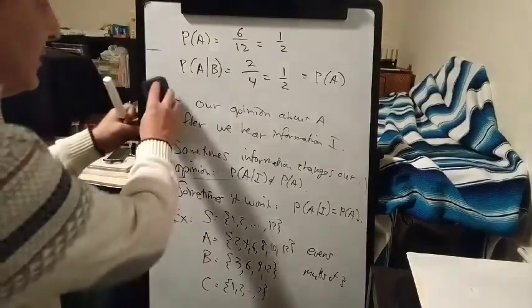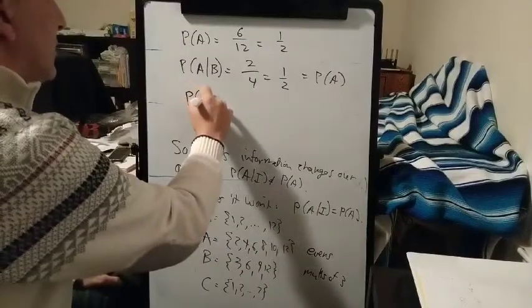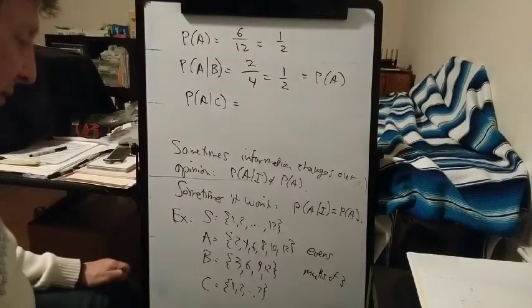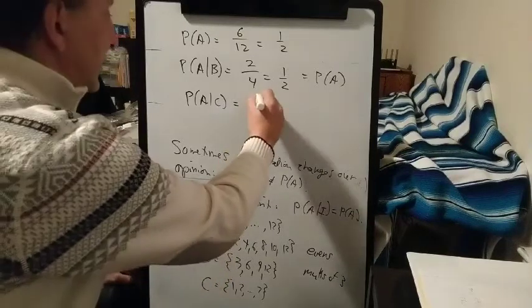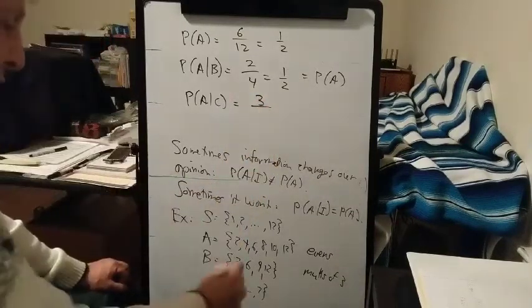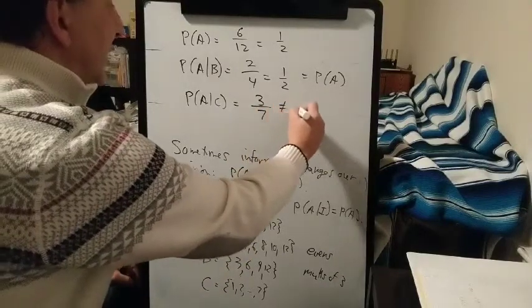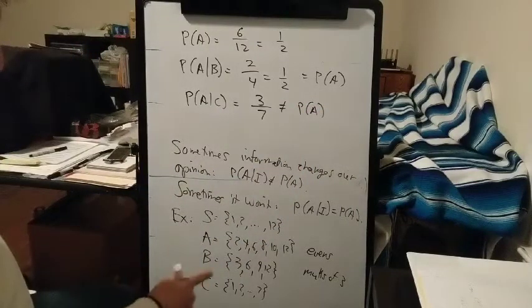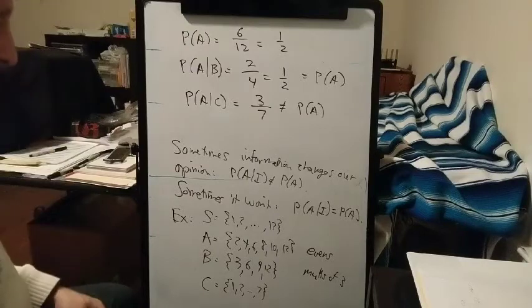Alright, but let's use C. What's the probability of A given C? So if we know that we're in C, 1 through 7, then the even numbers in there are 2, 4, 6. There's 3 of them. And then the total number of numbers is 7. So 3/7. So that's not equal to 1/2. So it's not equal to the probability of A. So finding out that the number was between 1 and 7 did change our opinion about whether it was even. Finding out that the number was a multiple of 3 did not change our opinion about whether it was even.